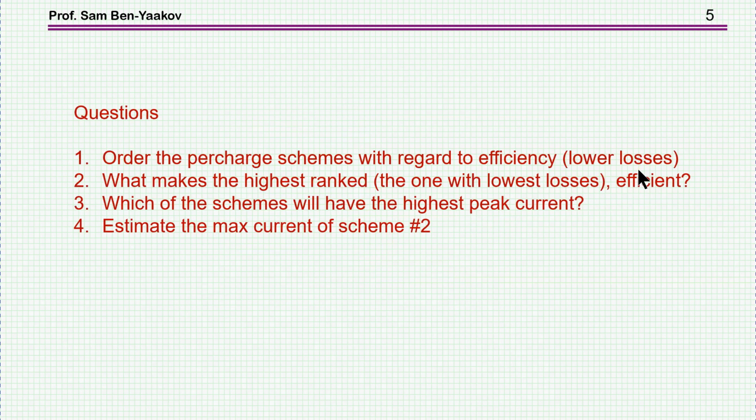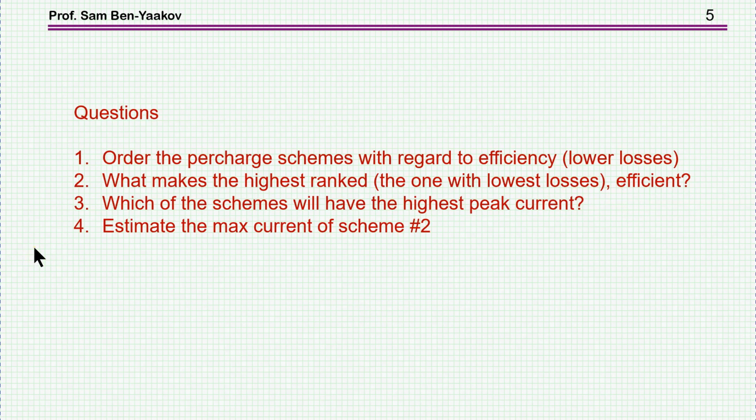And my questions are as follows. First of all, order the pre-charge schemes with regard to efficiency, that is the one with the highest efficiency, that is lower losses, and then the second one with the second efficiency, and so on. The second question is, what makes the highest ranked configuration, the one with the lowest losses and highest efficiency, efficient? What's the reason that it is more efficient?